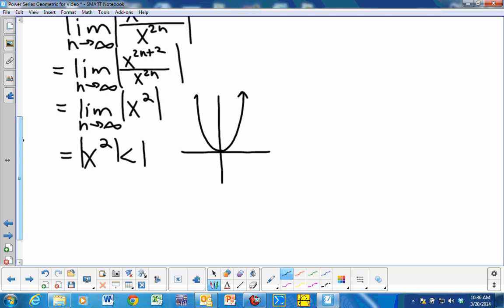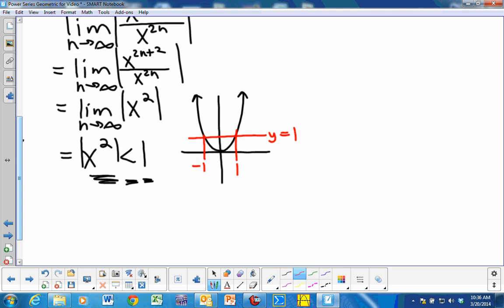It's a parabola. And we want to know, when is x squared less than 1? That's what it's asking. It says absolute value, but notice that x squared is always non-negative, so the absolute value doesn't actually change anything here. Well, when is this function less than 1? If this is y equals 1, then we want from here to here. That's when it's less than 1.